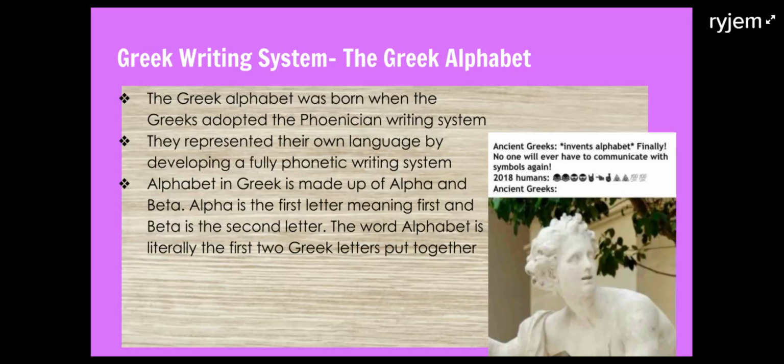And maybe you guys remember us learning about the Phoenicians way back in, it would have been September or October, probably October. The Phoenicians developed the first alphabet that the Greeks then took, and then our alphabet comes from the Greeks. Little background on them. The Greeks represented their own language by developing a fully phonetic writing system. Phonetic means that a word is spelled the way that it sounds.